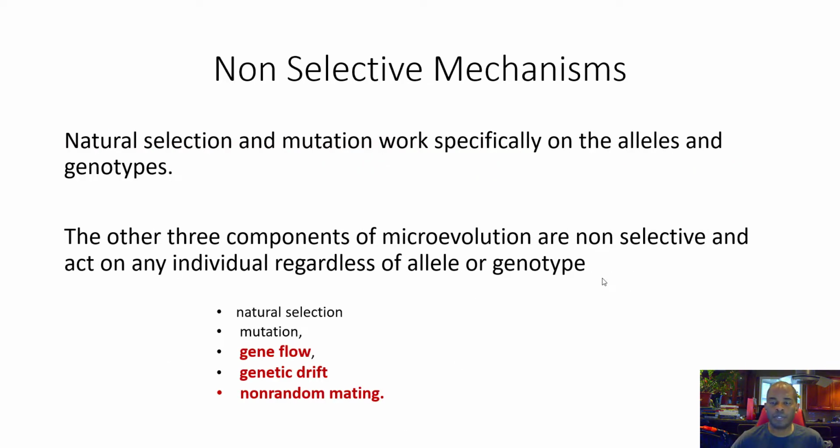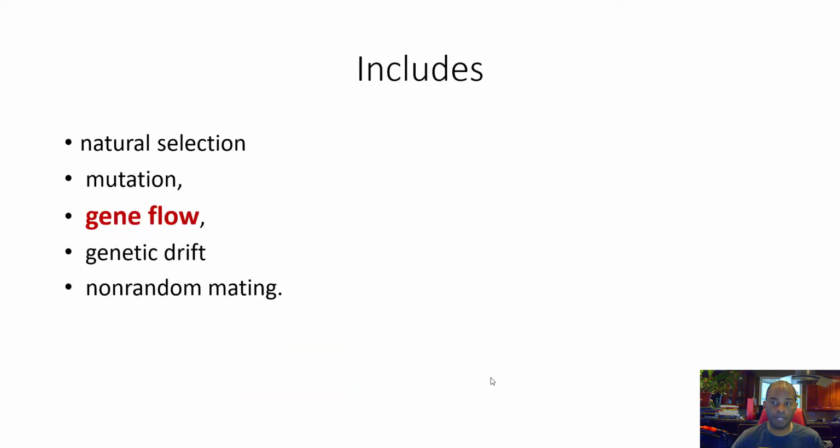The first two, natural selection and mutation, are very selective. They act on a particular genotype or allele. The non-selective mechanisms that contribute to microevolution, these last three, will act on anything, regardless of the genotype or allele. So let's take a look at what these mean. Gene flow is exactly like it sounds. Gene flow, genetic drift, and non-random mating: we're going to go over these three concepts.